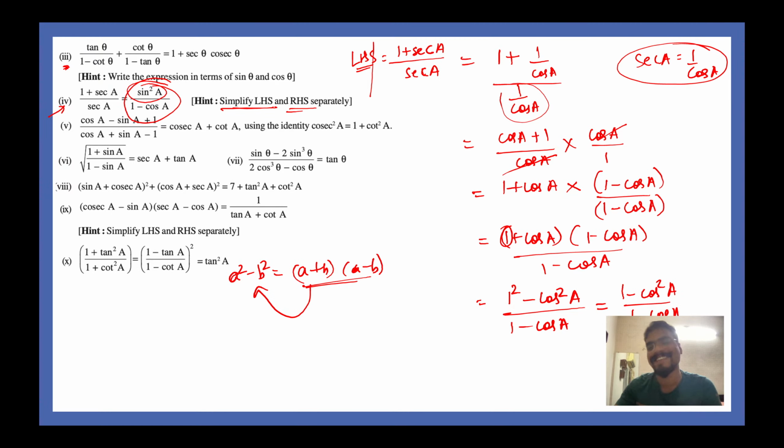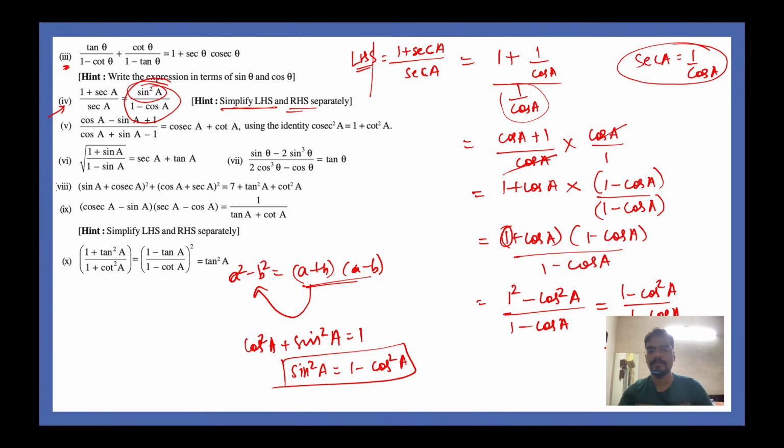1 minus cos square A is nothing but sine square A, divided by 1 minus cos A. How? Because cos square A plus sine square A is equal to 1, and therefore sine square A turns out to be 1 minus cos square A. Give me a thumbs up if you liked this proof.